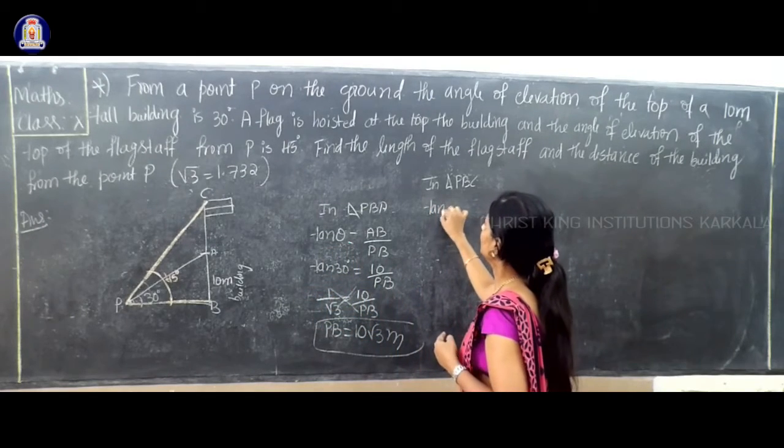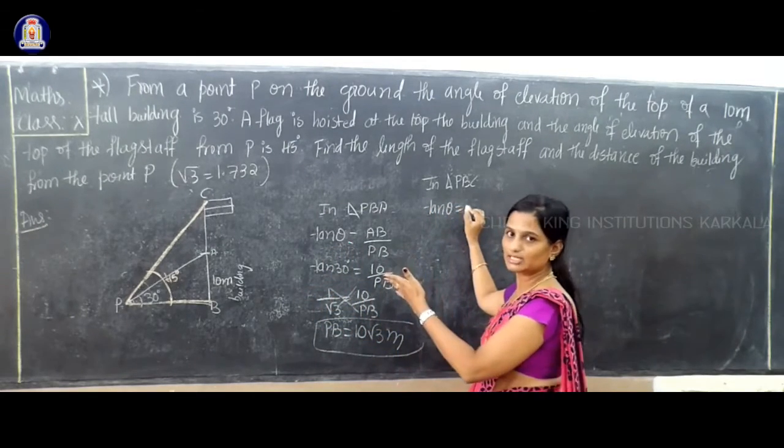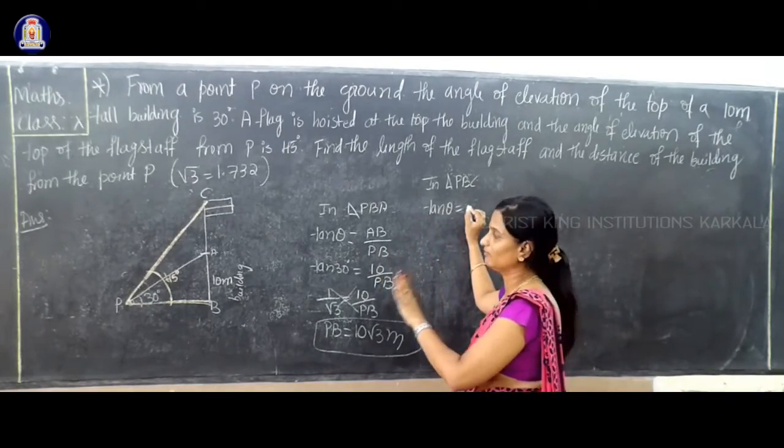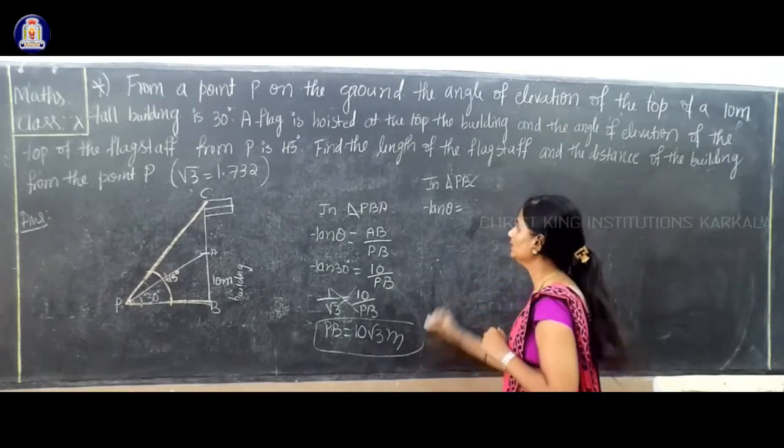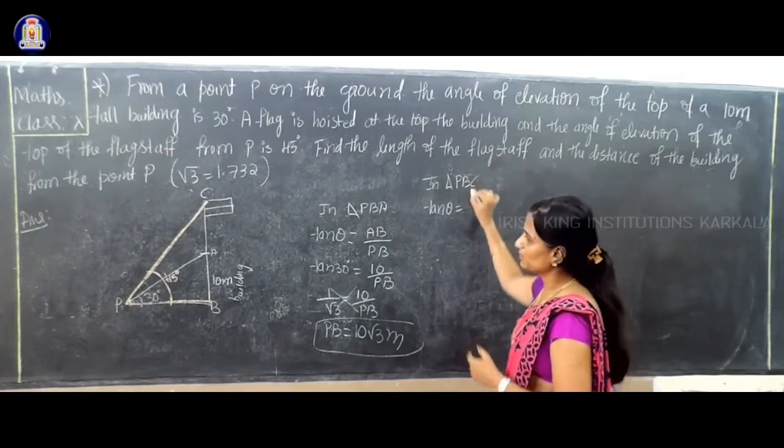PBC. So tan theta is equal to... Afterwards we'll see what is to find and what is given. So with respect to angles, first write this, then this easily. Okay. So what is your tan with respect to this?